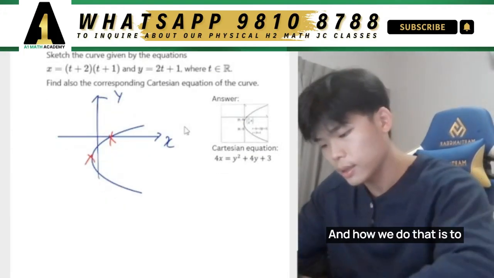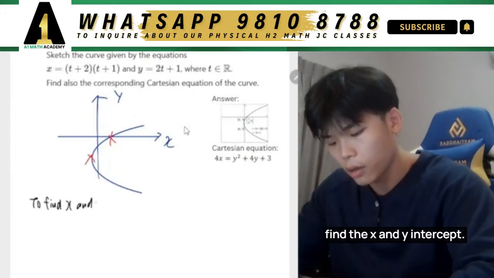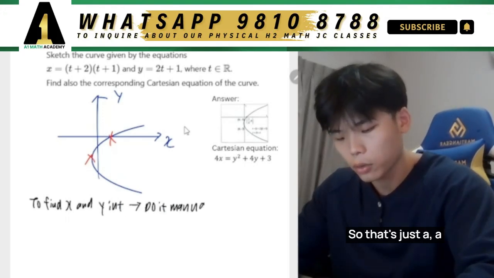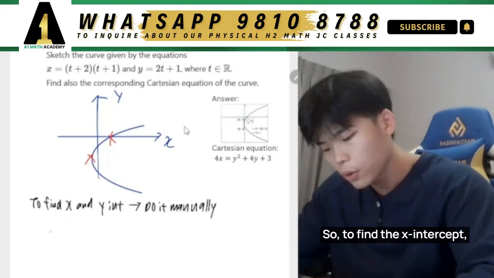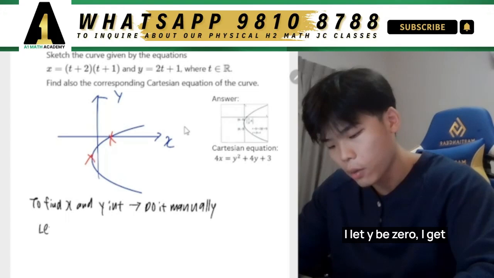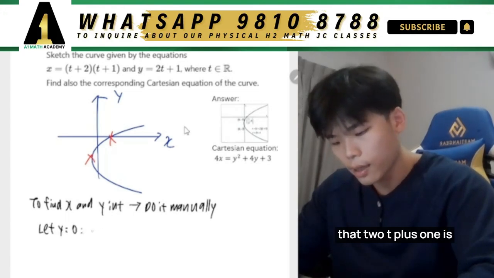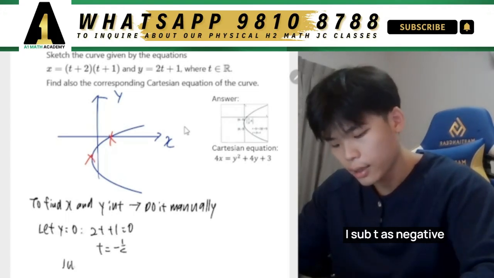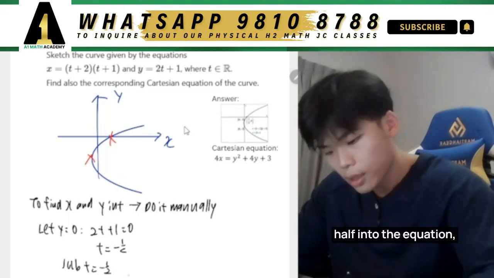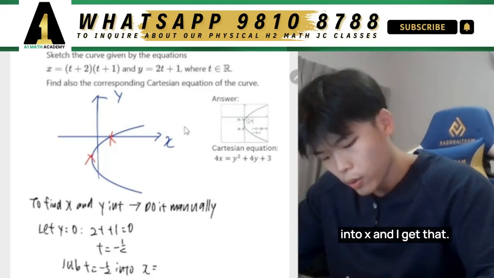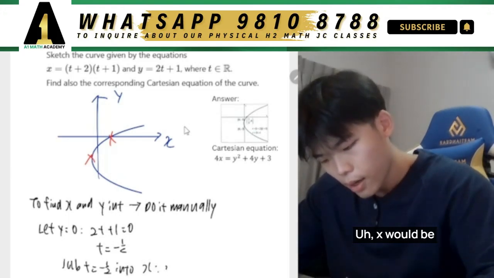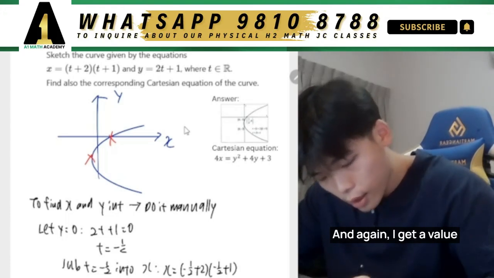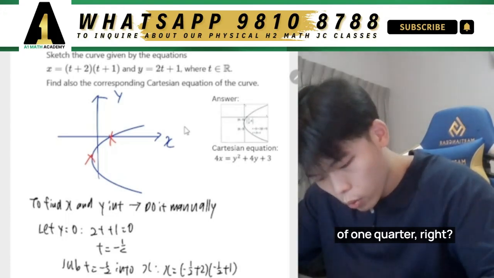Okay, and how we do that is to find the x and y intercept. We need to do it manually, so that's just a check for yourself. To find the x-intercept, I let y be 0. I get that 2t plus 1 is 0, so t is negative half. I sub t as negative half into the equation for x, and I get that x would be negative half plus 2, times negative half plus 1, and in the end I get a value of 1/4.